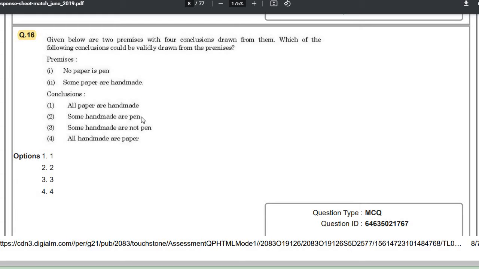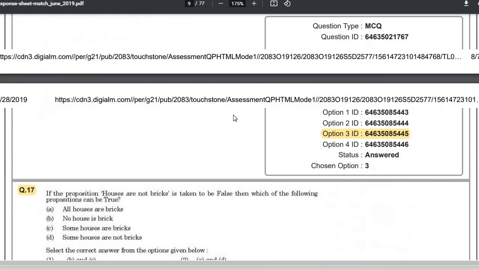All papers are handmade; some handmade are pen; some handmade are not pen; all handmade are paper. The valid conclusion here is some handmade are not pen. Some paper are handmade, no paper is pen. So the conclusion is some handmade are not pen, because no paper is a pen. Option 3 is the right answer.